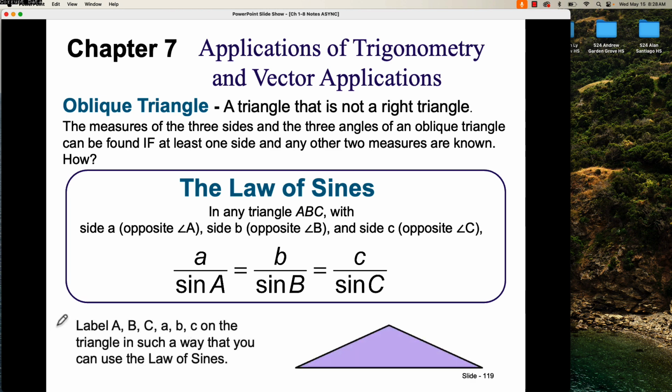Okay, what I would like you to do right now is take this triangle right here, and I want you to label capital A, capital B, capital C, lowercase a, lowercase b, lowercase c on the triangle in such a way that you can use the law of sines. I'll give you a hint. The capital ones need to go on the angles, at the vertices of each angle. And the lowercase ones should be opposite their corresponding capital letter on the side lengths. These represent side lengths. Okay, pause the video and please label this triangle with ABC and ABC now.